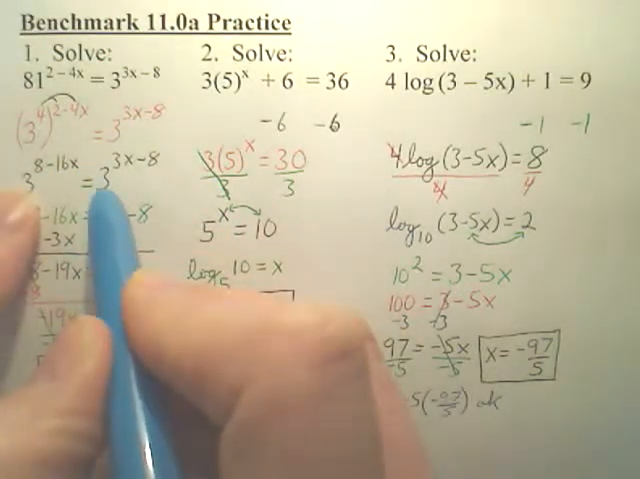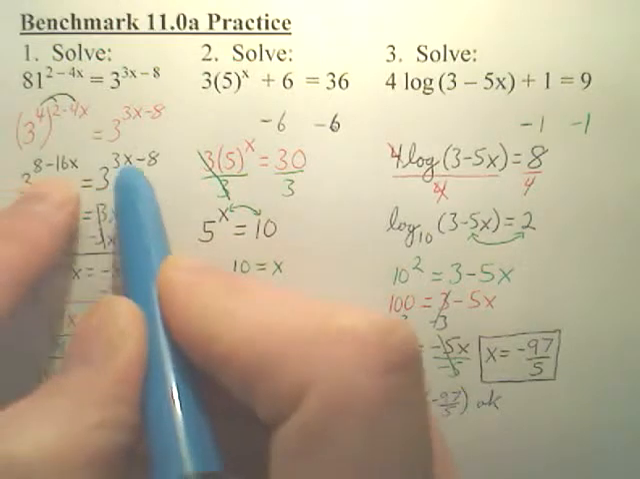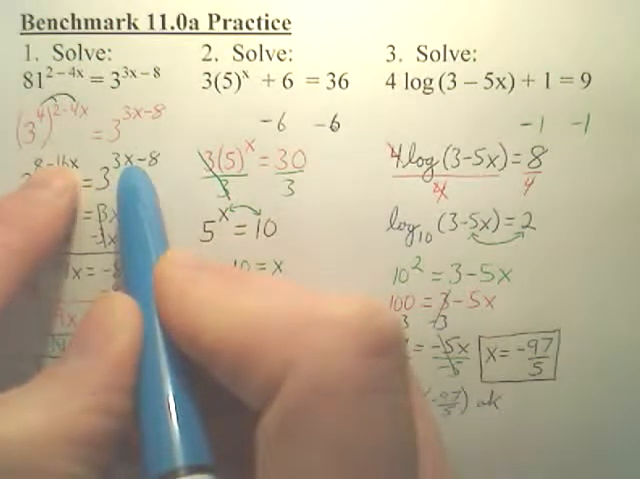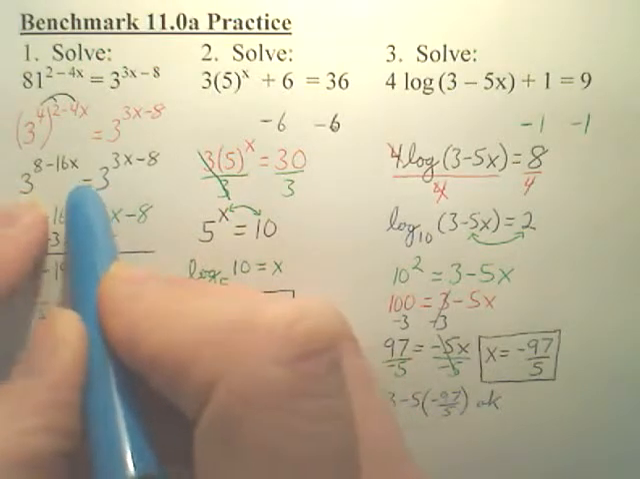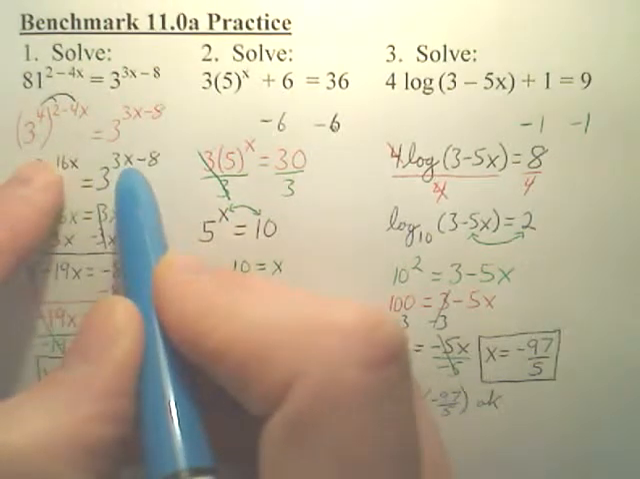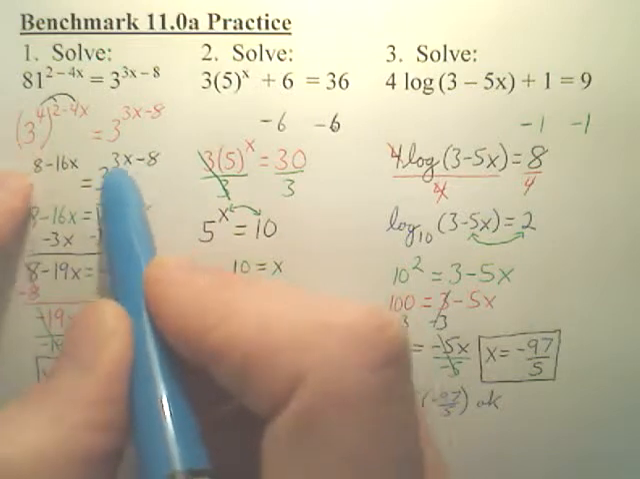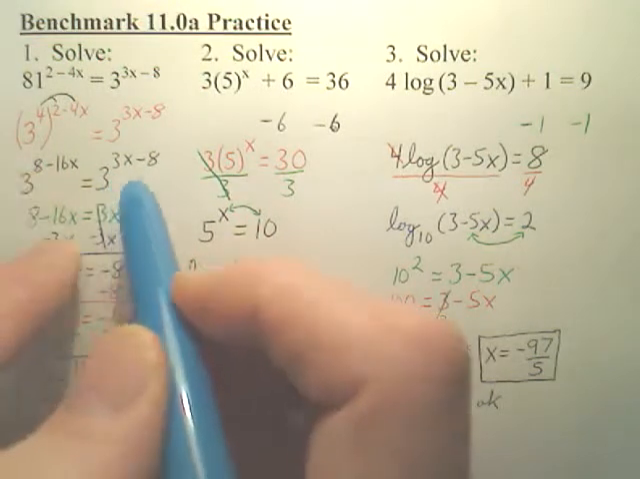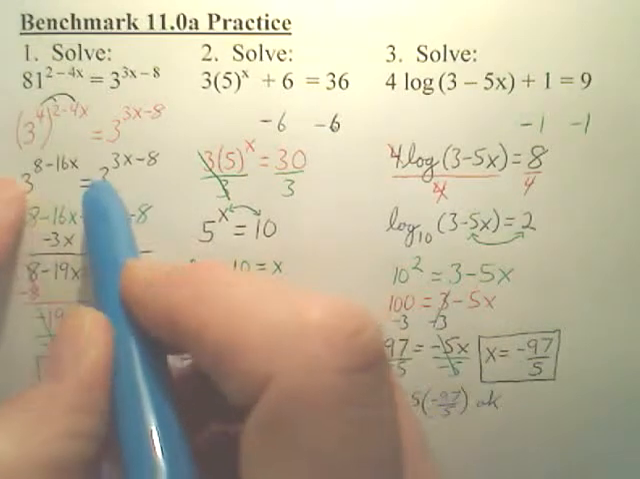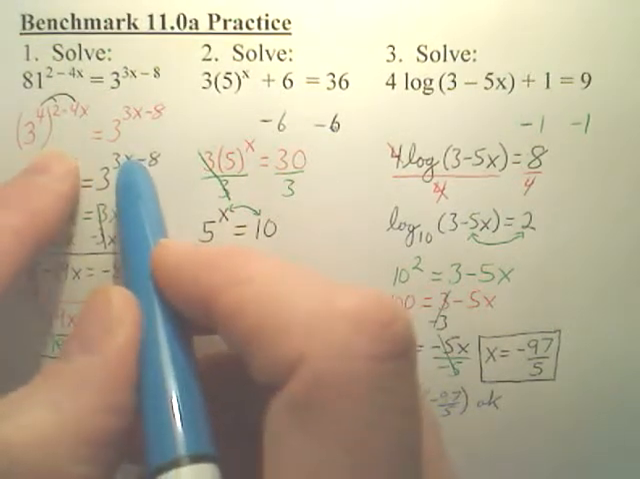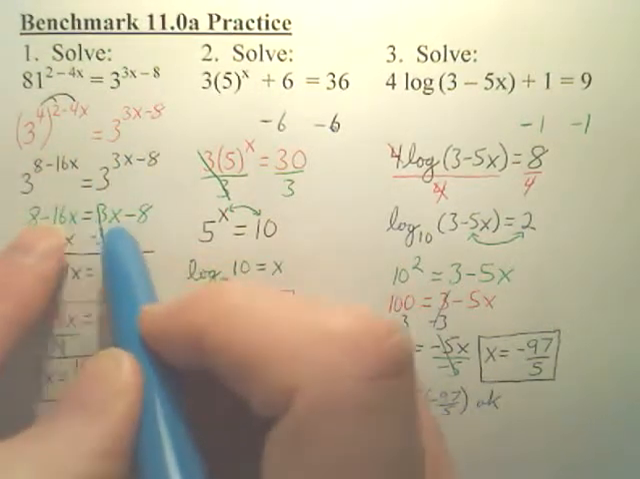Since they have the same base, you could logically assume that the powers have to be equal if the bases are equal. If the bases are the same and there's an equal sign between, the powers would have to be the same for these two quantities to be the same. So we can make an assumption that these two have to be equal and just ignore the 3's because the exponents would have to be the same, equal.